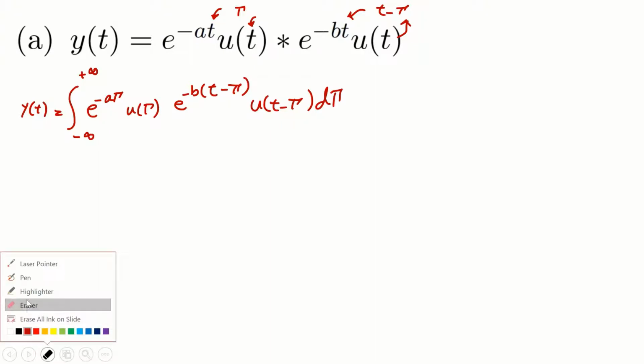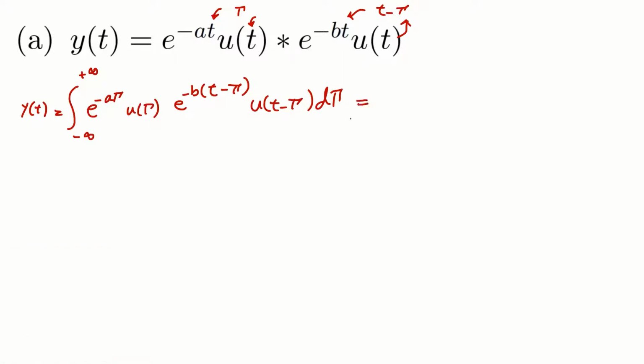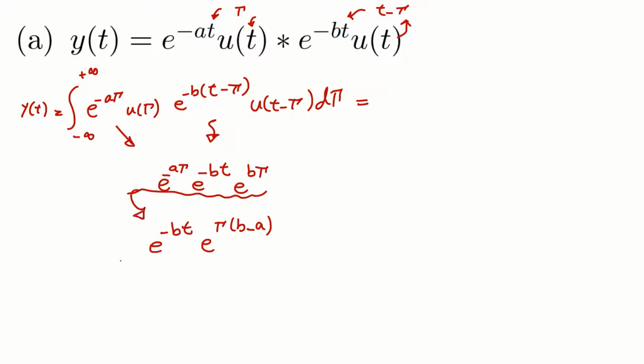And if I expand this, especially these two parts, I can write this one like this: e to the power of minus b times t, e to the power of b times tau. And considering this, I can write it like this: e to the power of minus bt times e to the power of tau times (b minus a). So instead of these three, I can write it like this, and since this first item is not a function of tau, I can take it out of the integral.